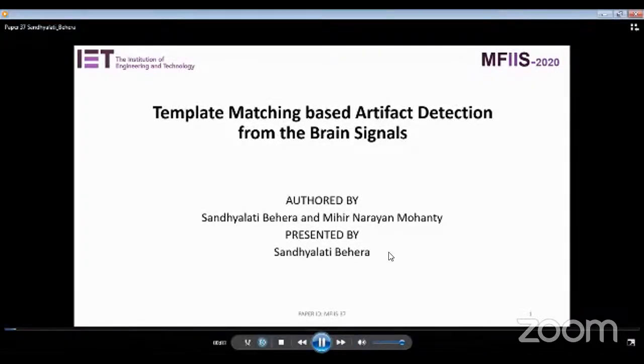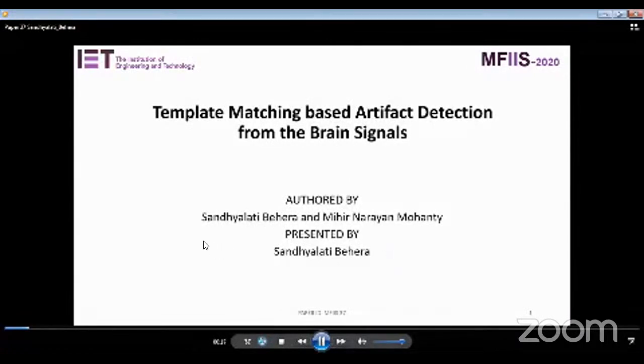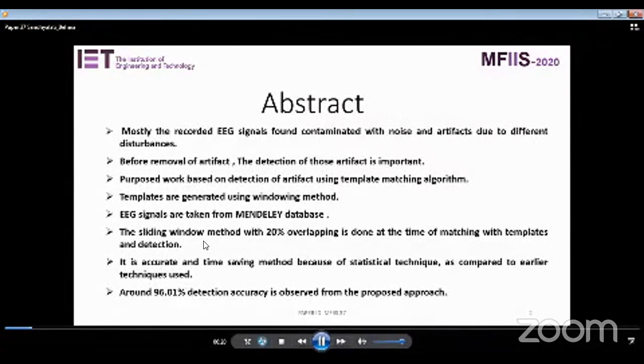I am Sandhanati Behra from Sikhya O Anusandhan University, going to deliver my talk on template matching based artifact detection from the brain signals. This topic depends upon the detection of artifacts using a template matching algorithm, and templates are generated using the windowing method.